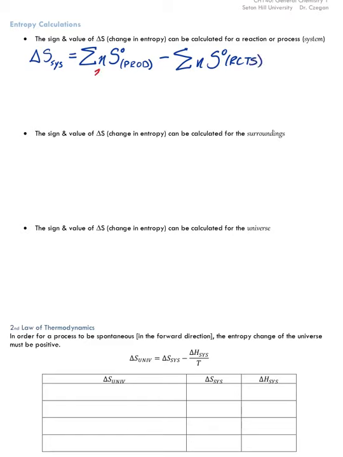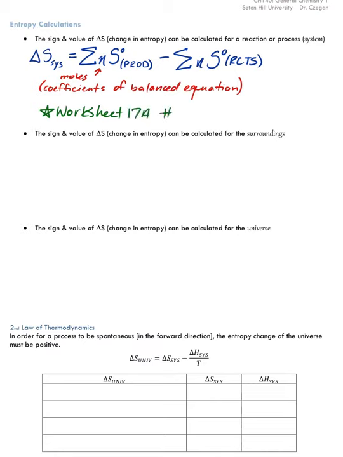This N that I put in the equation stands for moles, and it comes from the coefficients of the balanced chemical equation. So it's our way of factoring in stoichiometry. You should pause the video here and try worksheet 17A number 2. Answer key is posted on Canvas for you to check your work.